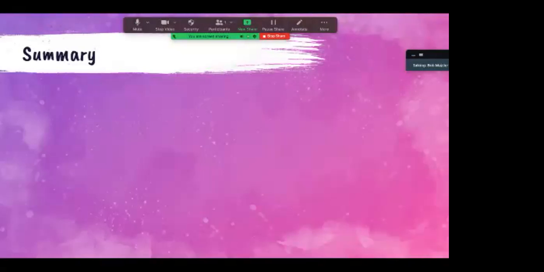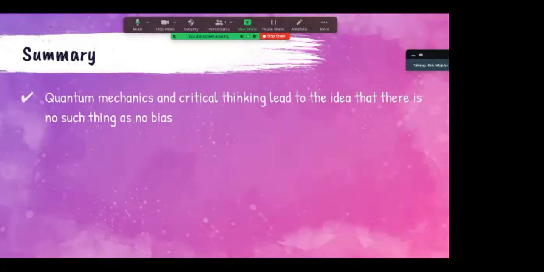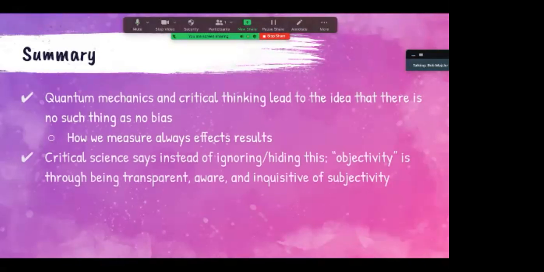So, summary: quantum mechanics and critical thinking lead to the idea that there is no such thing as bias. How we measure always affects the results. Critical science says, instead of ignoring or hiding this, let's not just sweep it under the rug. If we can get to something more objective, then we need to be transparent, aware, and inquisitive of subjectivity, not try to hide it. But it's in a relationship to objectivity.